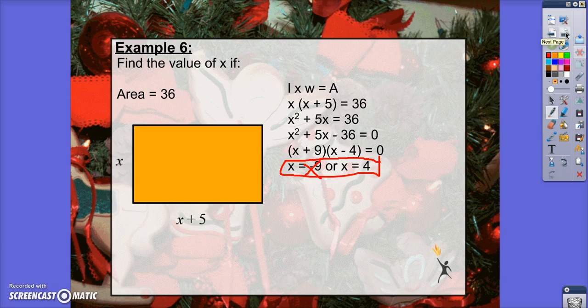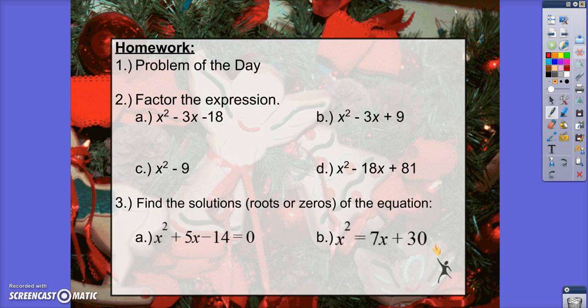So your work for tomorrow is this, problem of the day. Do some factoring problems, and then find the solutions, roots or zeros of the equation. And that's it for today.